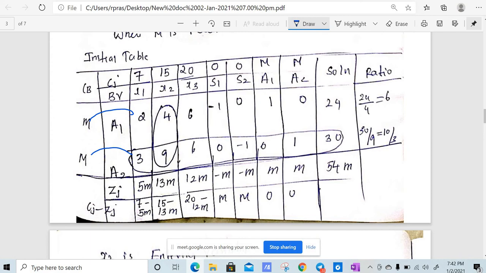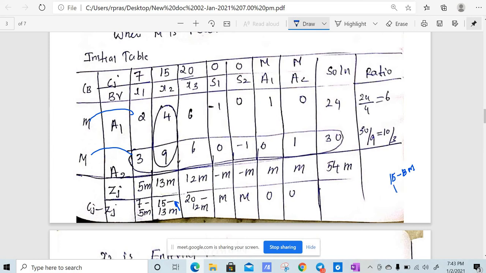Now what is our objective function? It is minimum. So for minimum, we need to choose the most negative value. What is the most negative value here? You just see the coefficients of m: it is minus 5, minus 13, minus 12. So the most negative value is minus 13. Actually, this is one single element, 15 minus 13m. Since I don't have space, I have written 15 minus 13m.